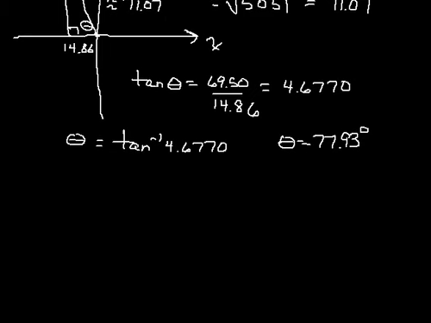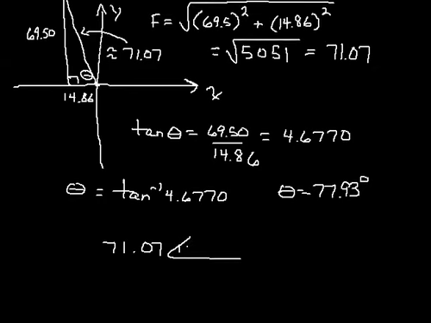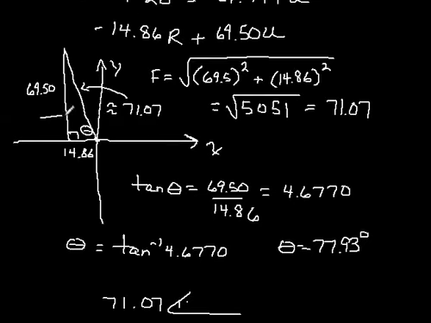So finally you have to write this in vector form, in polar form. So it would be 71.07 at... whoops, I didn't quite finish it up yet. This right here is 77.93 degrees. We want this angle right here. That angle is right there.